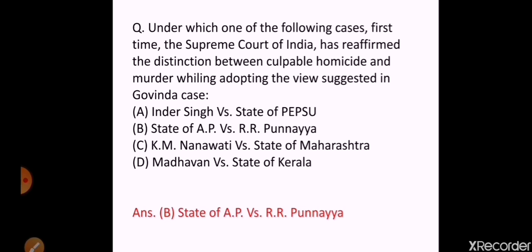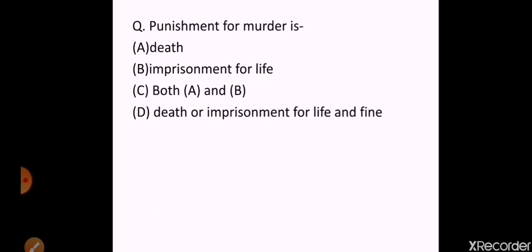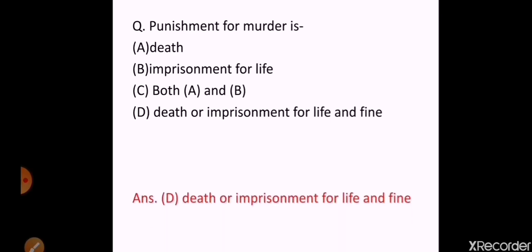The next question is, punishment for murder is: A: death. B: imprisonment for life. C: both A and B. D: death or imprisonment for life and fine. The correct answer is option D, that is death or imprisonment for life and fine. This was asked in the Bihar APO in 2012. Section 302 of IPC states its punishment.